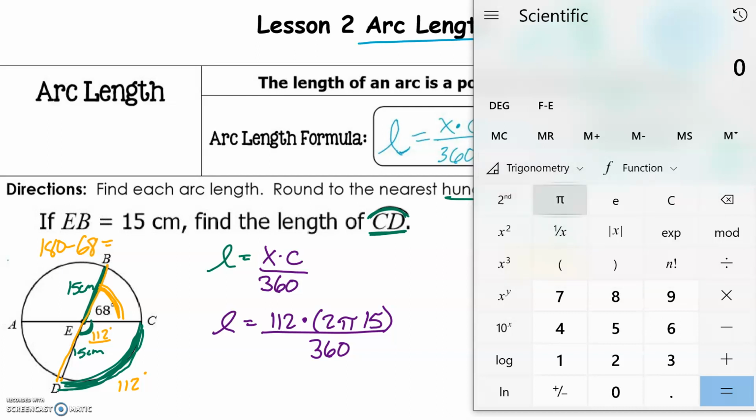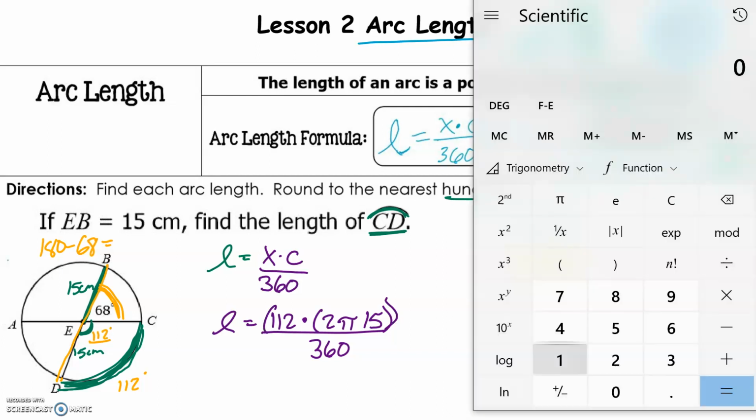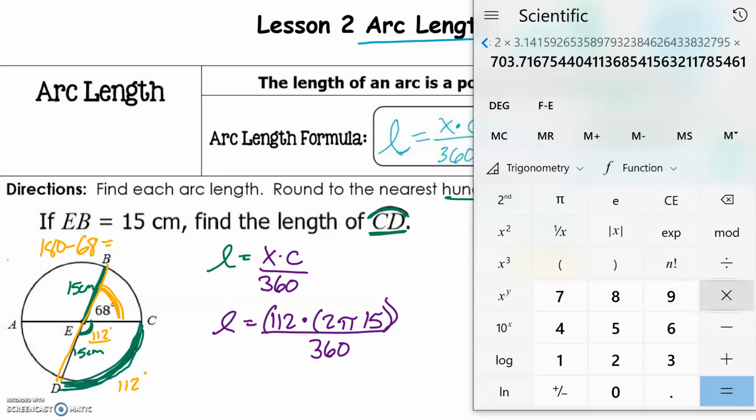So what we're going to do is go ahead and multiply everything in the numerator. Okay, so that's going to end up being 112 times 2 times pi times 15. That's going to give us that crazy number. Okay, and then we're going to divide everything by 360.